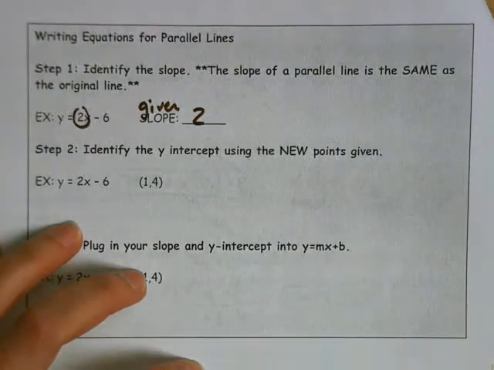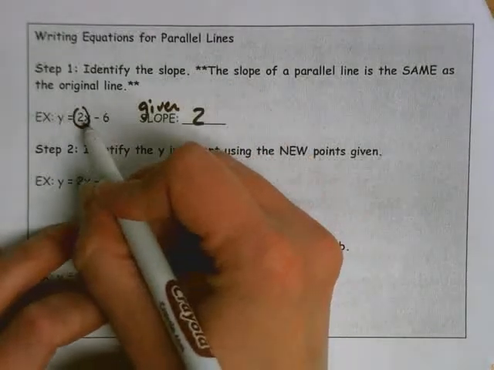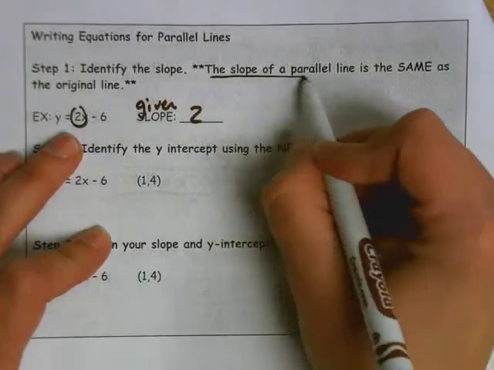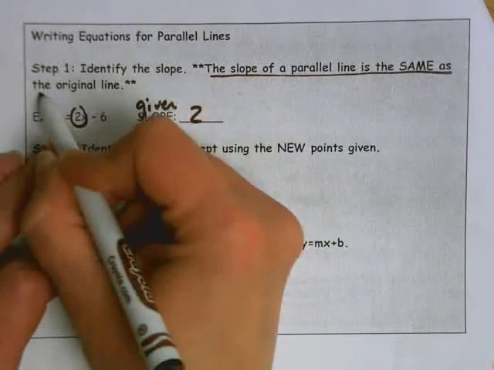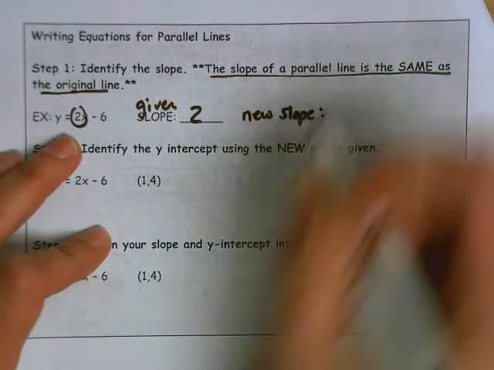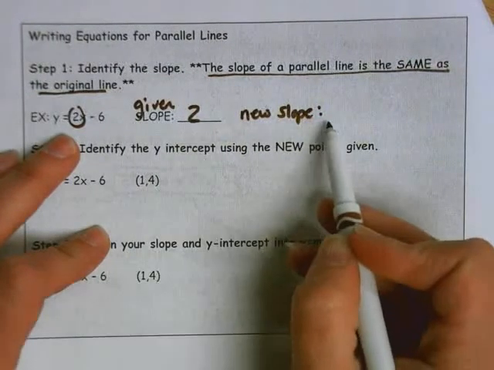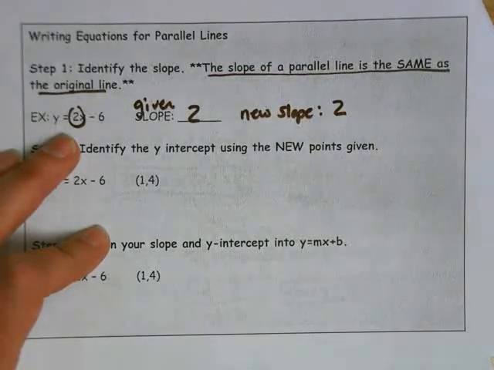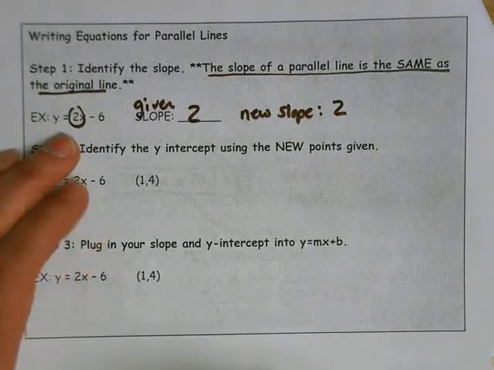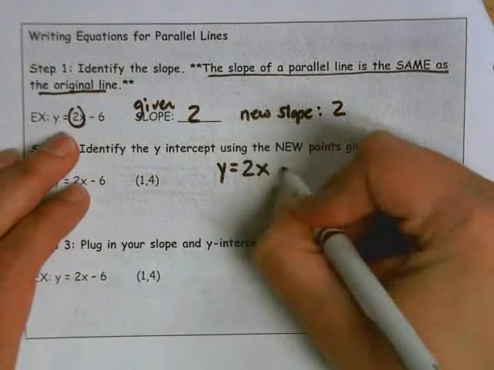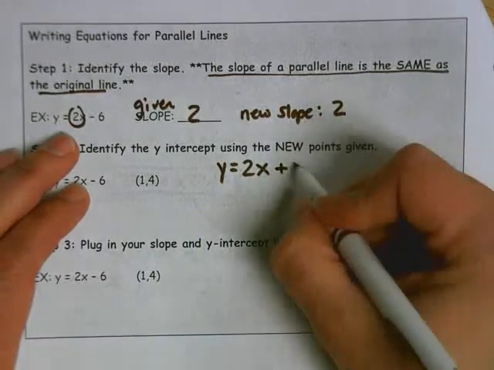Okay, now we want to make our own line. So we want to make a line that is parallel to that. What do we know about parallel lines? The slope of a parallel line is the same as the original line. So what is our new slope? The original one was 2, and it's parallel. Our new slope is still going to be 2. So we want an equation that is y equals 2x plus, the problem is we don't know our new b.